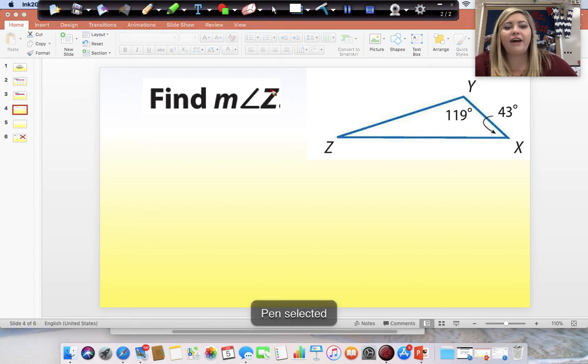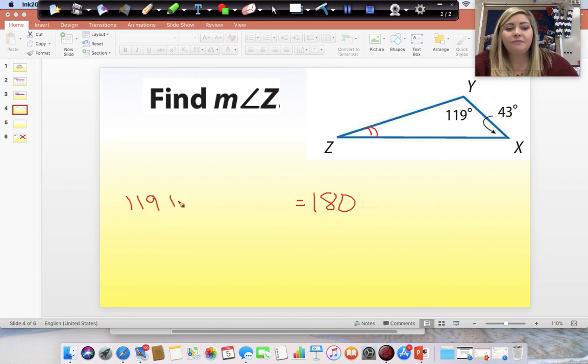Now let's practice. We want to find angle Z, which is this angle over here. Angle Y is 119 degrees and angle X is 43 degrees. Well, if they all equal 180 degrees, then angle Y, 119, plus angle X, 43, plus angle Z, we don't know what that is yet, should all equal 180 degrees. So we can add up 119 and 43. You can do this on your calculator. We get 162. So 162 plus angle Z gives you 180 degrees.